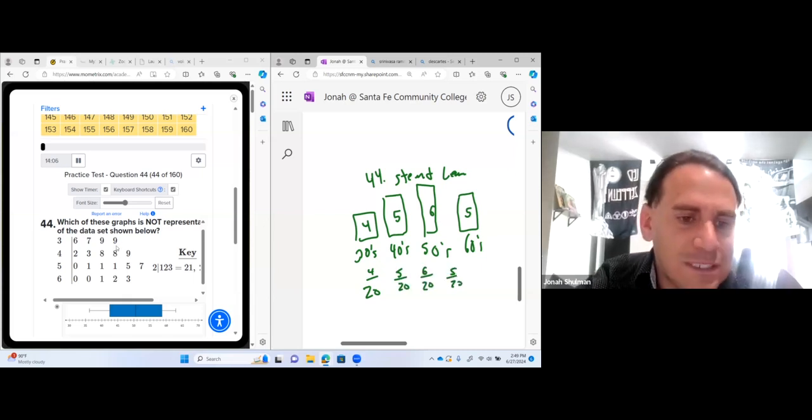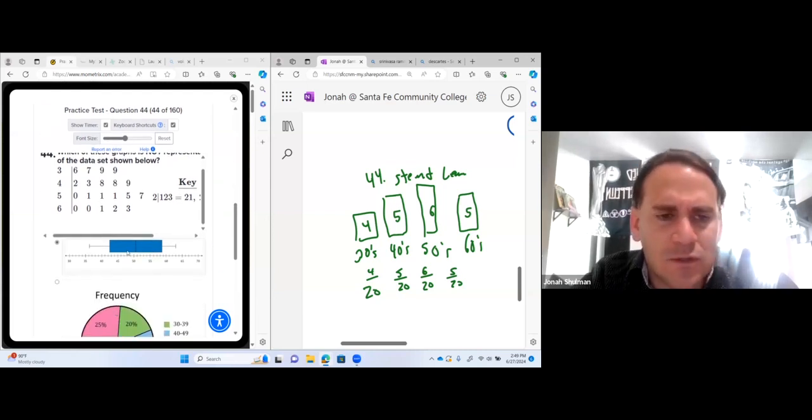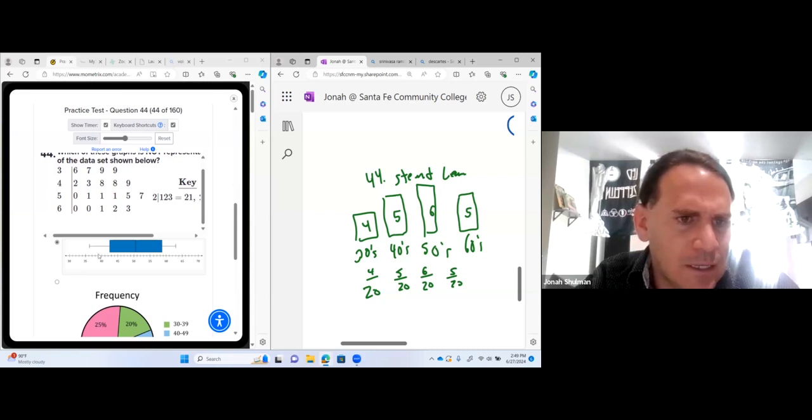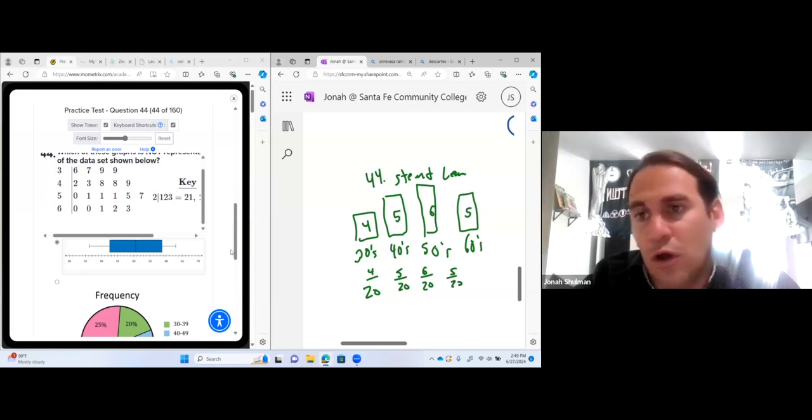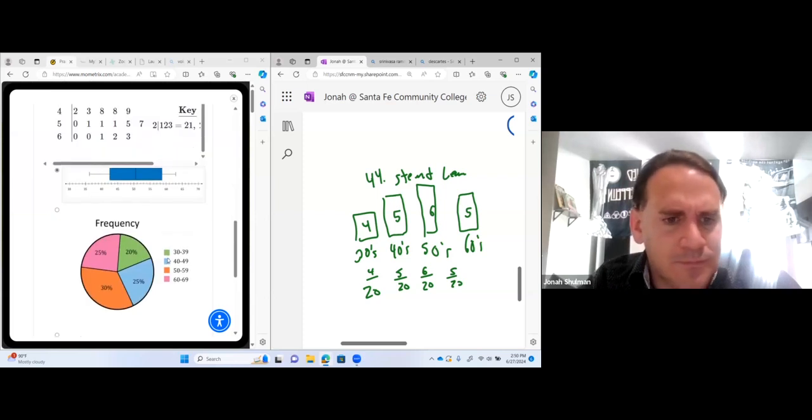So we'll save this one. This is called the box and whisker plot. It shows how spread out the data is. But look, it ends at 63. It starts at 30. I'll show you all of them. Actually, why not? I'll show you them all. So let's see if this makes sense for them.